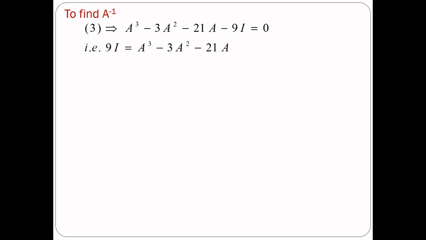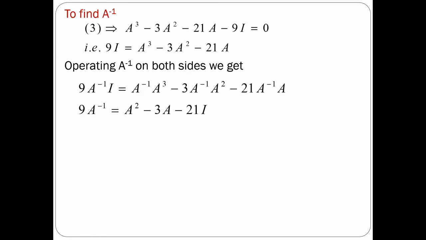Now in the next part we have to find A inverse. Equation number 3 says that A cube minus 3A square minus 21A minus 9I is equal to 0. If we shift 9I to the other side, we get 9I equal to A cube minus 3A square minus 21A, and if we multiply both sides by A inverse, we get 9A inverse equal to A square minus 3A minus 21I. Now we have already found A square, and we already have A and I.